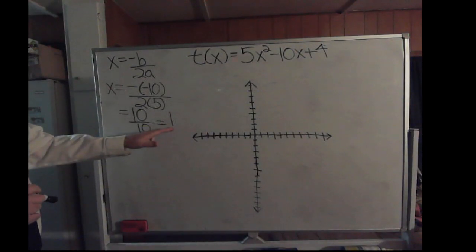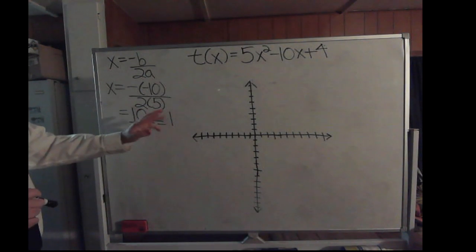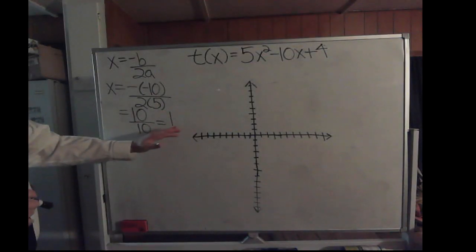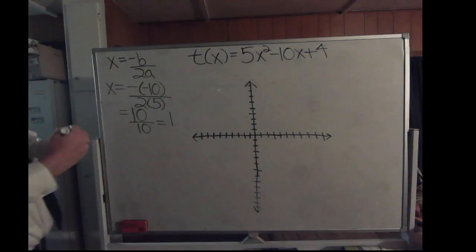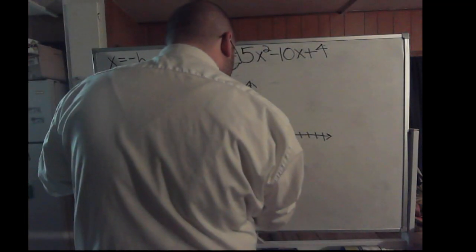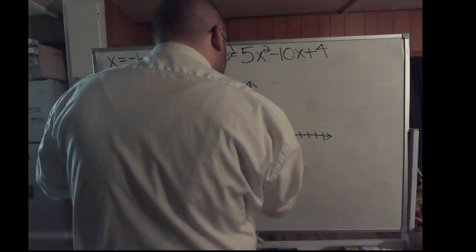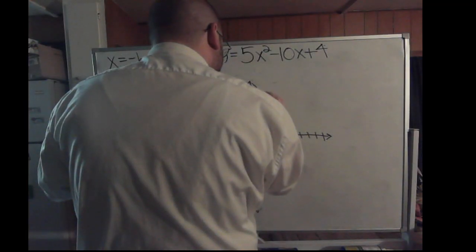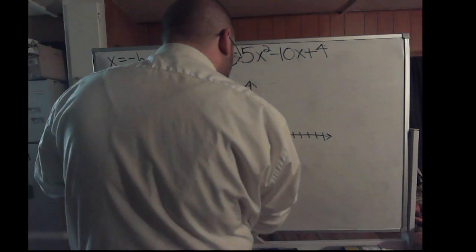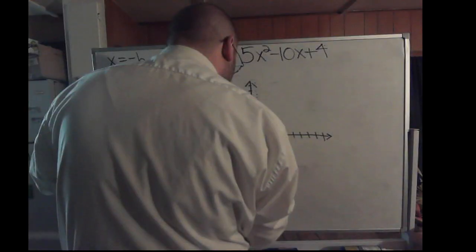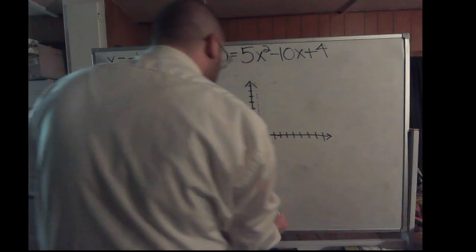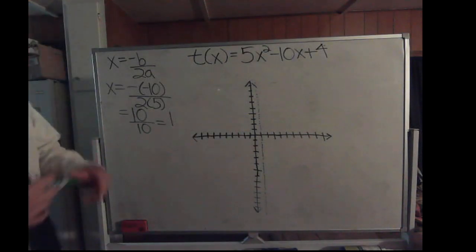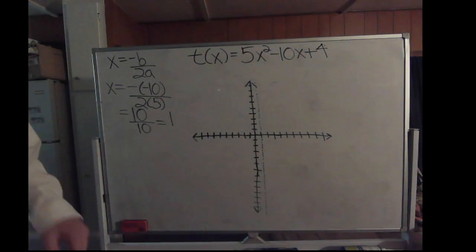So the x coordinate of the vertex is that x equals 1. Which also means that your line of symmetry is that x equals 1. So let me draw a dotted line at the line of symmetry at x equals 1. Okay.